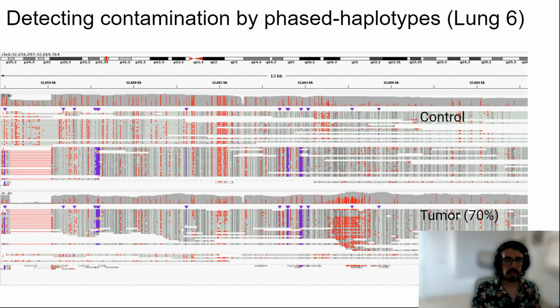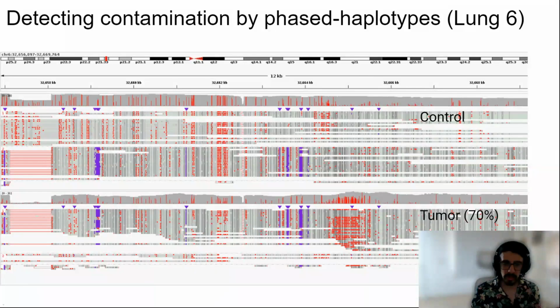And the final example mixes both. Here we detected contamination by phasing haplotypes in the lung cancer 6 sample. On top is control, on the bottom is tumor, also an IGV plot. The reads are a bit thinner because the span here is larger, 12 kb. You can see on the top, the mountain range is the coverage on the control. Then the reads are separated.